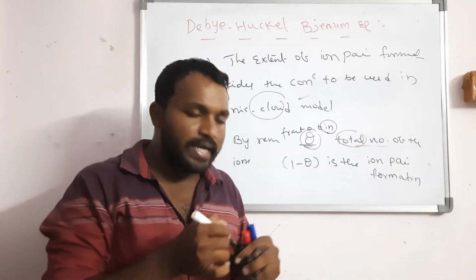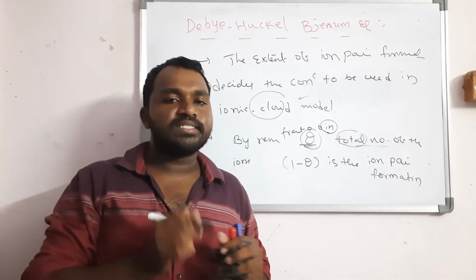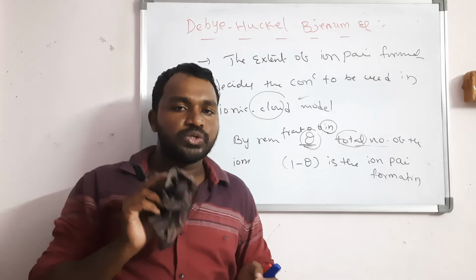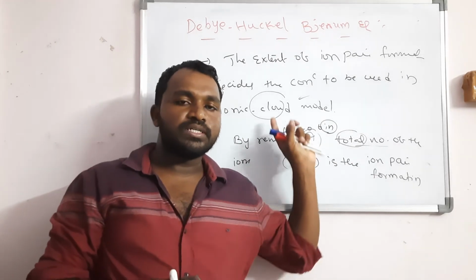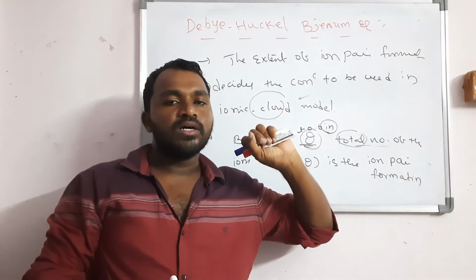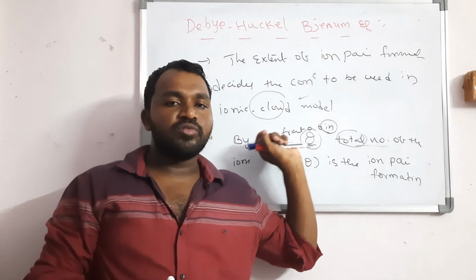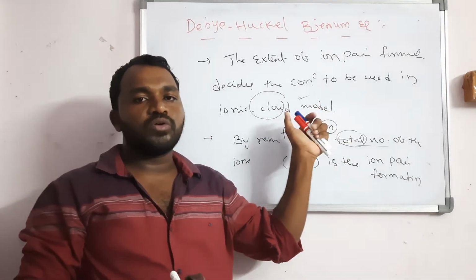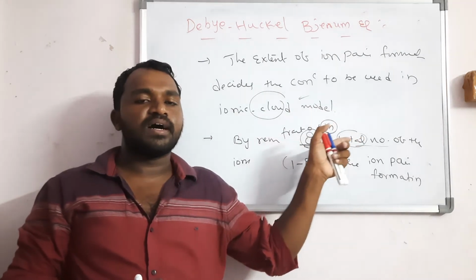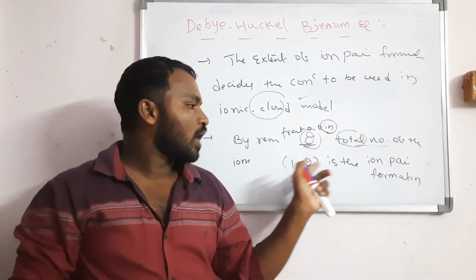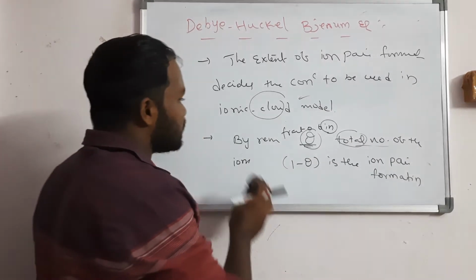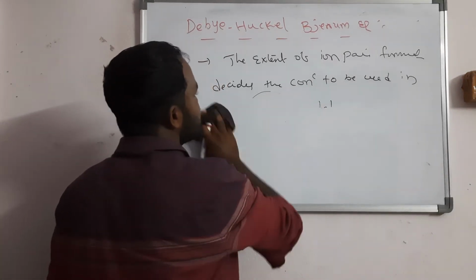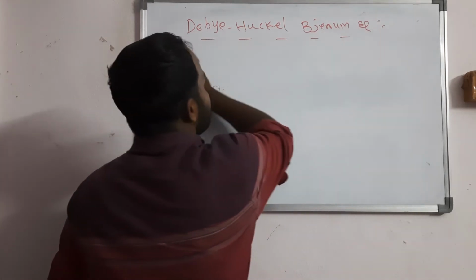The first point you should write in the examination is that the extent of ion pair formation decides the concentration to be used in the ionic cloud model. The second point: the fraction theta of the total number of ions is involved in ion pair formation, so that 1 minus theta remains unchanged as free ions.